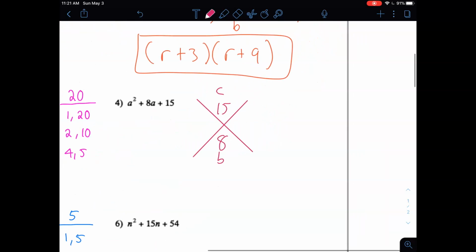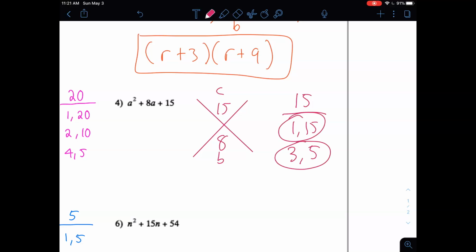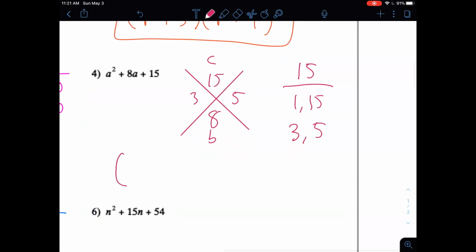So we need numbers that multiply to 15. What multiplies to 15? We got 1 and 15. What else multiplies to 15? We got 2, no, it's an odd number. 3 and 5. Now, which of these are going to add to 8 on the bottom? Which ones do you guys think? 3 and 5.